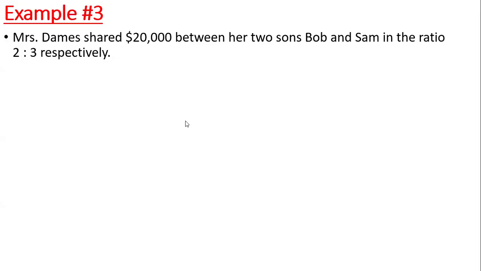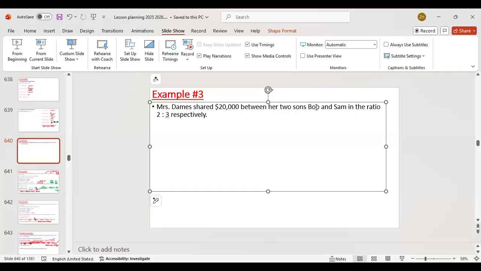Mrs. Steam shared $20,000 between her 2 sons, Bob and Sam, in the ratio 2 to 3, respectively. Very good. So my question is, what is the number of equal parts that Bob received? What is the number of equal parts that Sam received? Bob received 2 and Sam received 3. Very good.